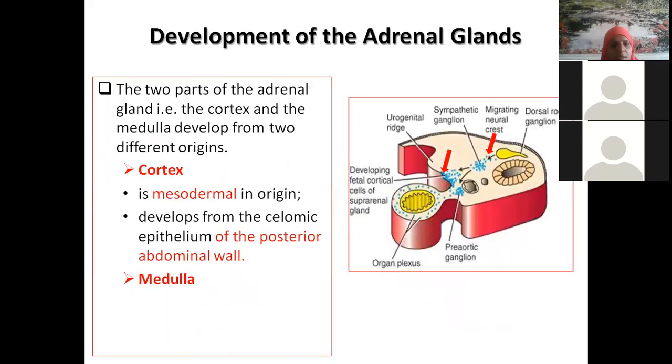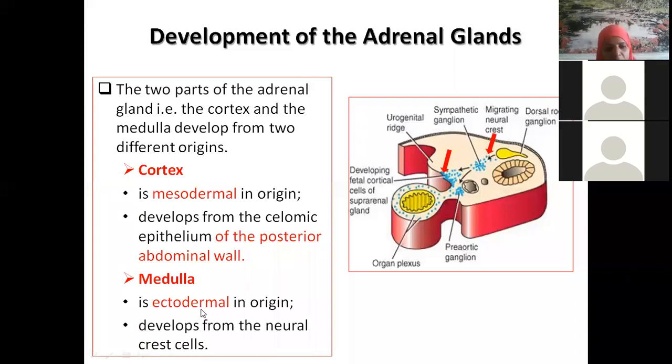Some part of development: the cortex is derived from mesoderm and the medulla is derived from ectoderm. I told you, neural crest cells. Only this part you try to remember. Cortex is mesoderm. Even the kidney is mesodermal in origin, very close to the upper pole of the kidney. When we do embryology, I'll tell you.